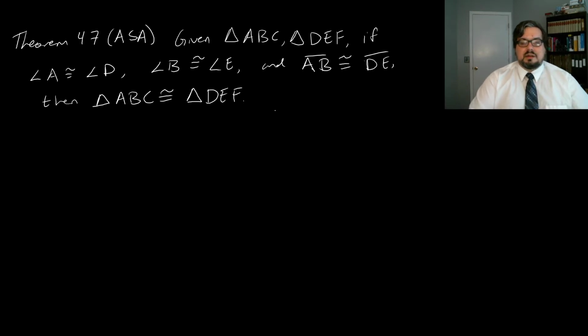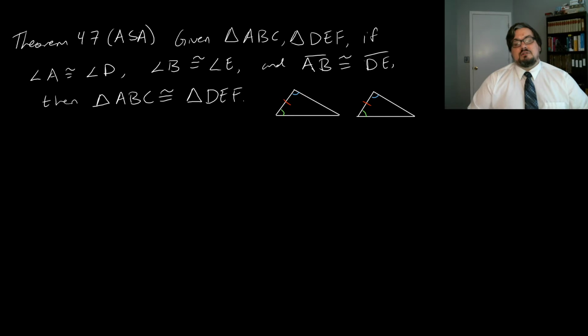So the picture here is that if we've got a pair of angles, or two pairs of angles that are congruent, and then the side between them is also congruent, then that means that the whole triangle is congruent, that we have the other three congruences between the triangles. So let's see how we might do this.